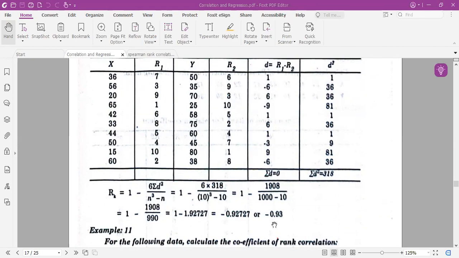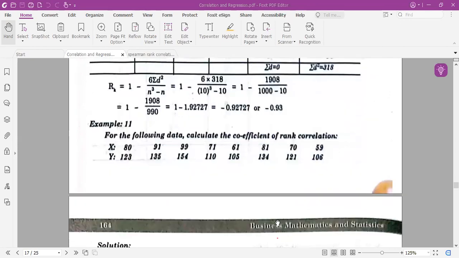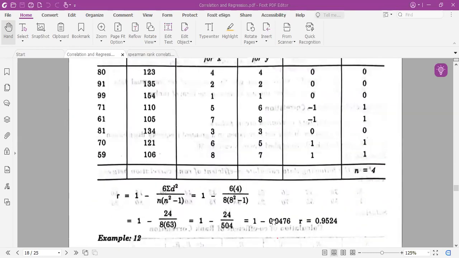So that means it can be abbreviated to 0.93. So this is the coefficient value. So let us take one more problem.